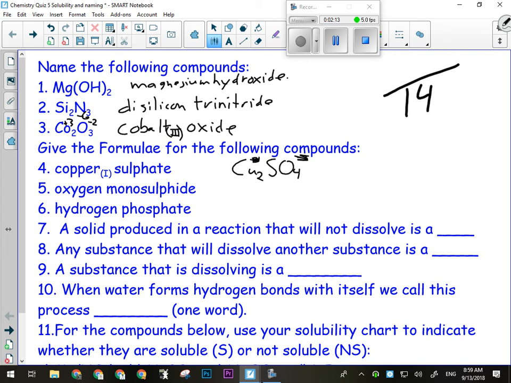Okay, for number 5, we've got oxygen monosulfide. So that's 1 oxygen and 1 sulfur. Done. And lastly, we have hydrogen phosphate. Hydrogen is H+, and in this case, because it's first, it's acting as a metal. And it's with phosphate, which is PO4 and has a -3 charge, right? Okay, so when we drop and swap, we're going to get H3PO4. 1 mark for that one.